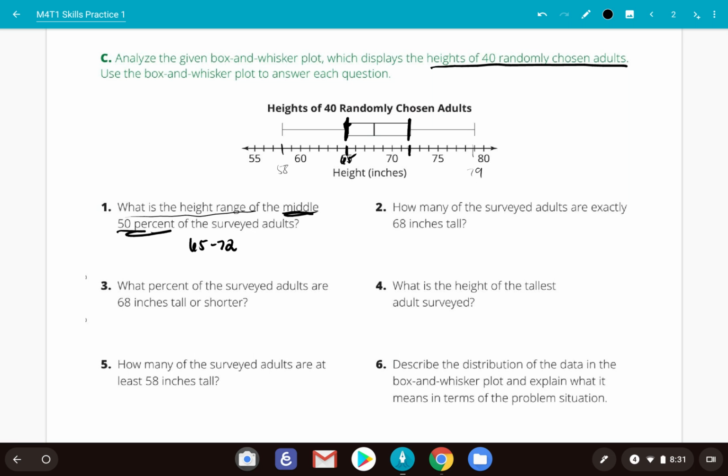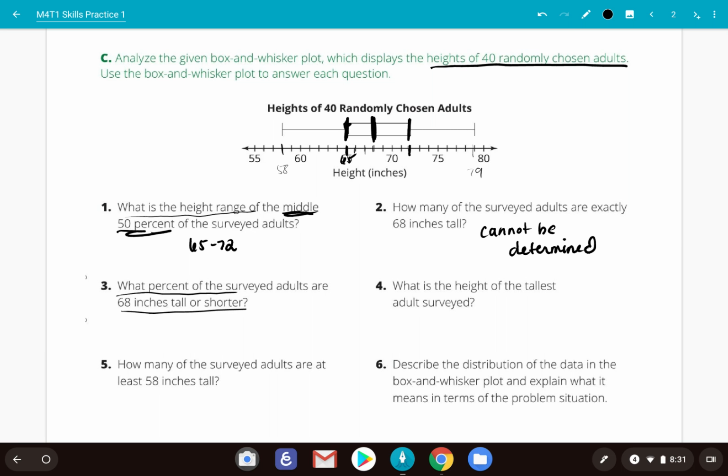Number 2, how many of the surveyed adults are exactly 68 inches tall? And that you cannot determine. We know that the median is 68, but we don't know if more than, we could have up to 2 that are exactly the same number in the middle. So we aren't sure. For number 3, what percent are 68 inches or shorter?